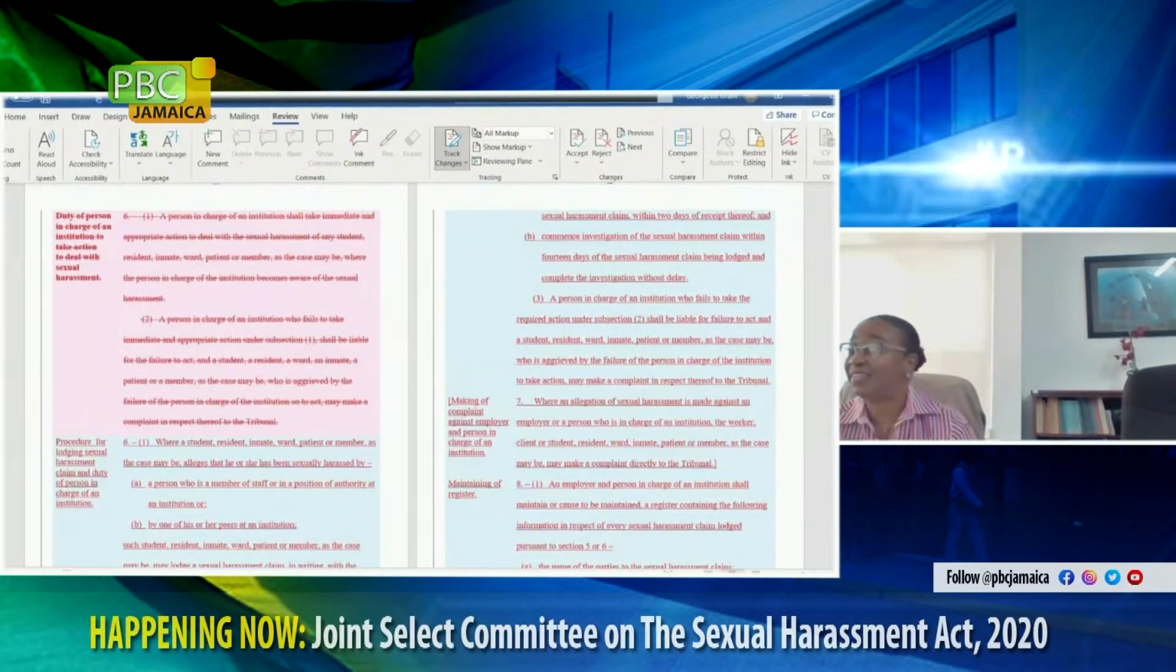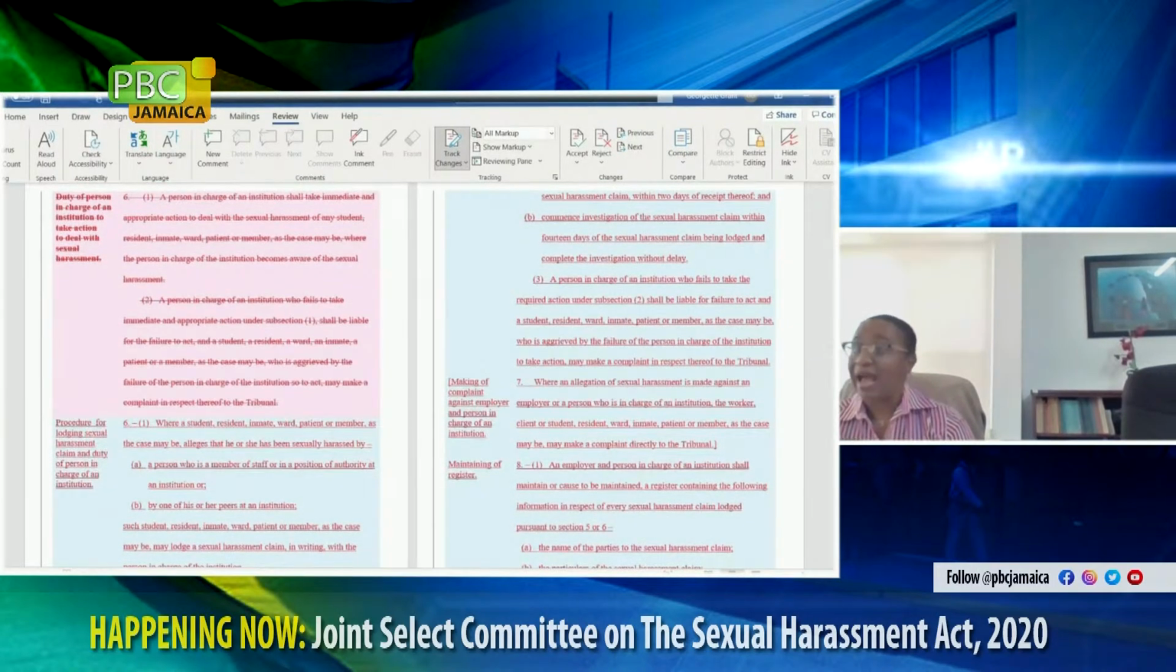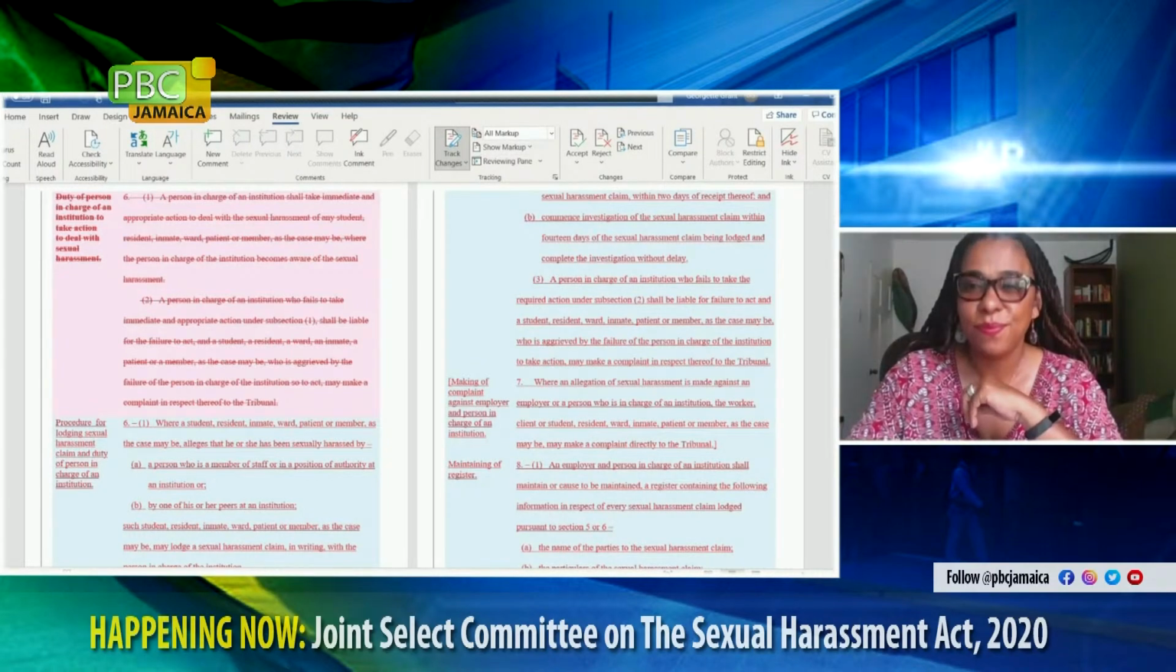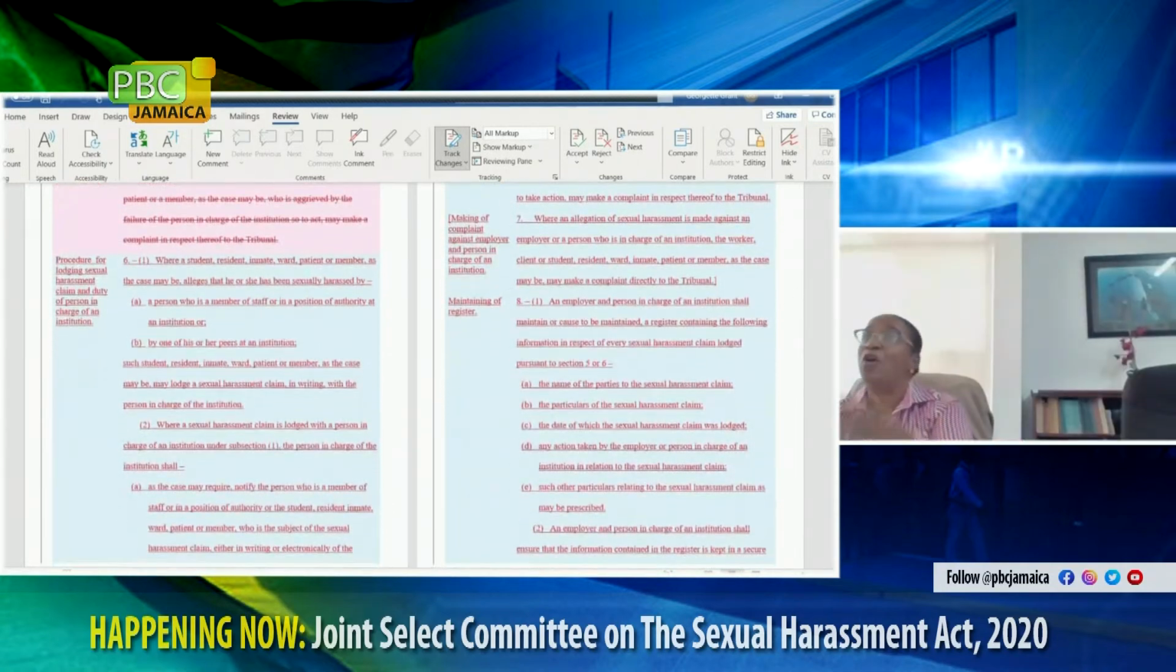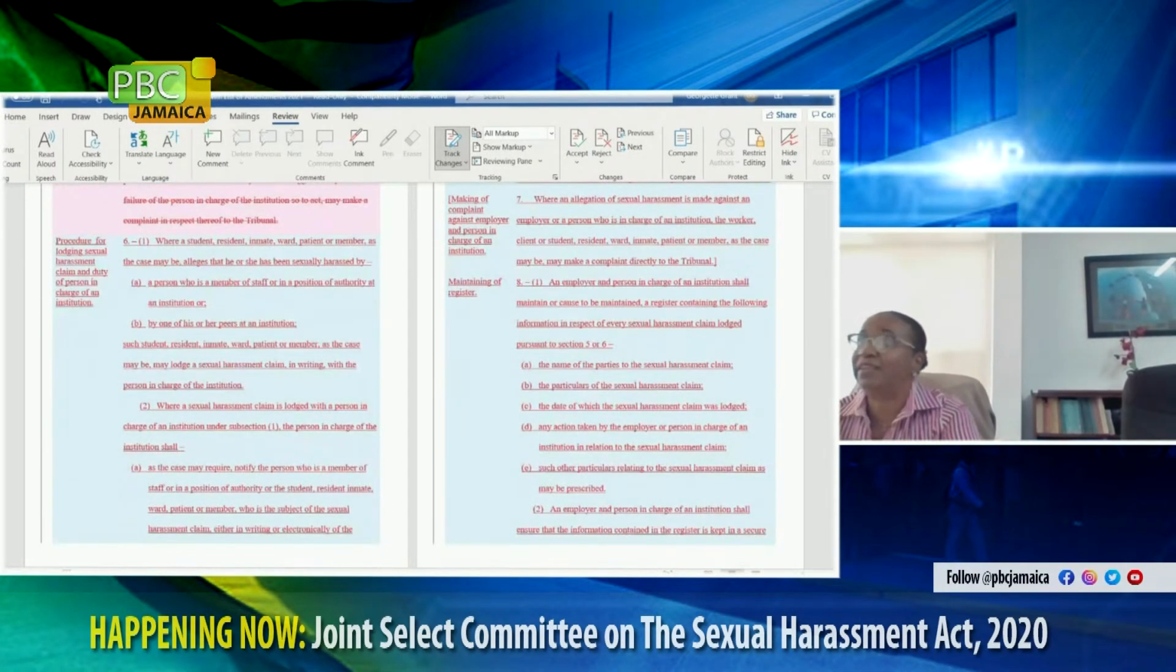You notice I've inserted a new clause 7, and that is to deal with the same point you raised, Senator Rodriguez, where the complaint is against the employer himself or herself, or against the person who is in charge of that institution.